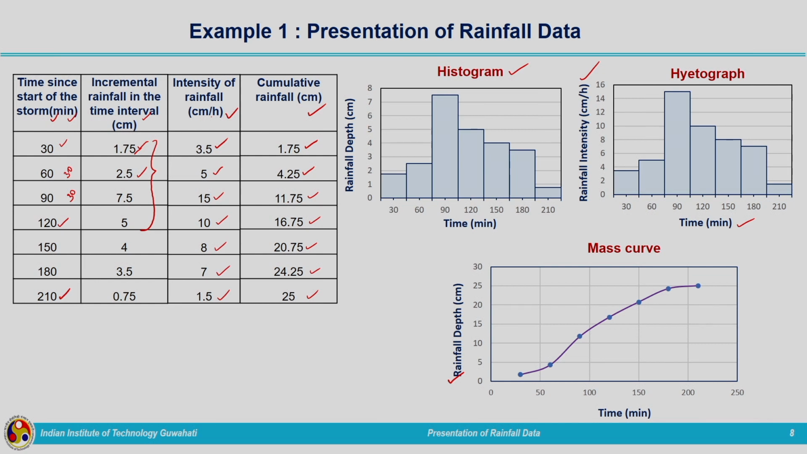In case there is no rainfall for a particular increment, then it will be a horizontal line, that is, it will be constant. There will not be any rise taking place. It can never be a decreasing curve. So, these are the three ways of representation: temporal representation, histogram, hyetograph and mass curve.